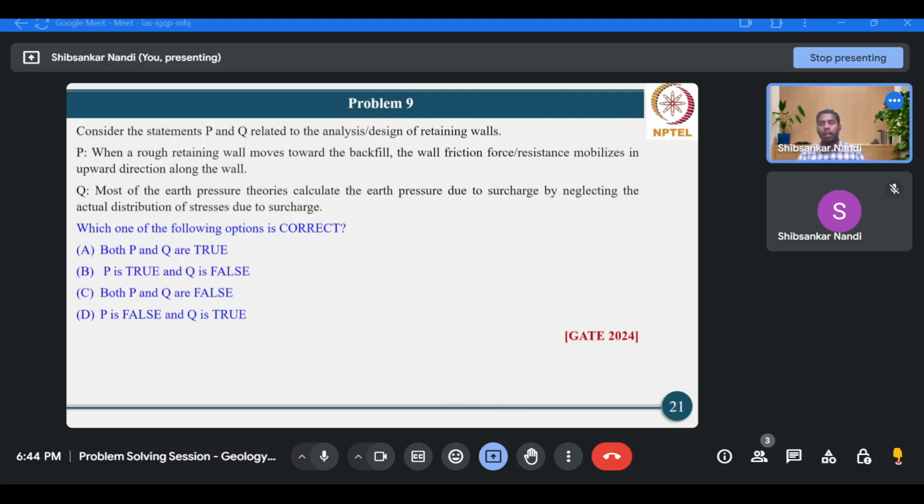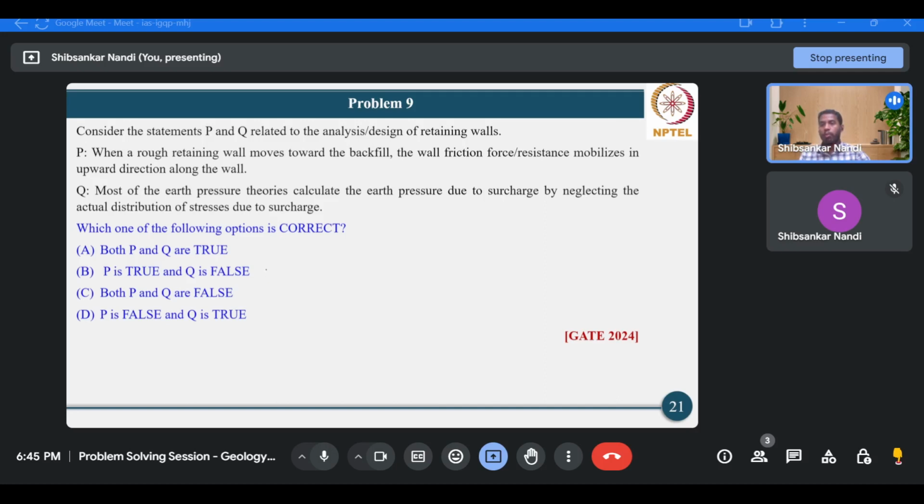If this is fine, then we'll take the last problem for this session as well as for the entire course. So here two statements are given. Consider the statements P and Q related to the analysis or design of retaining walls. Statement P is, when a rough retaining wall moves toward the backfill, the wall friction force or resistance mobilizes in upward direction along the wall. Now coming to statement Q, most of the earth pressure theories calculate the earth pressure due to surcharge by neglecting the actual distribution of stresses due to surcharge. So we have to check whether the statements are correct or not. Accordingly, we have to answer out of these four options.